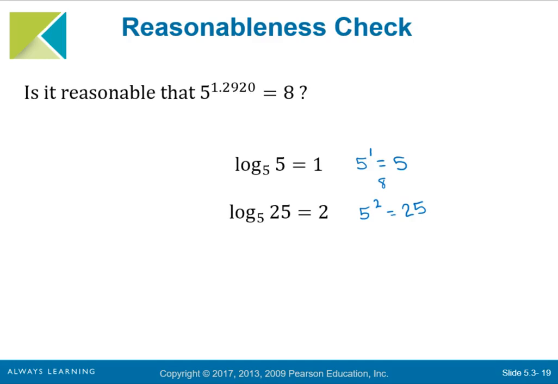And in this case, our 8 is much closer to the 5 than it is to the 25. So it's reasonable that we would find our log value being closer to the result of 5, which is a 1, than the exponent of 2. So we've got that 1.292 going on.